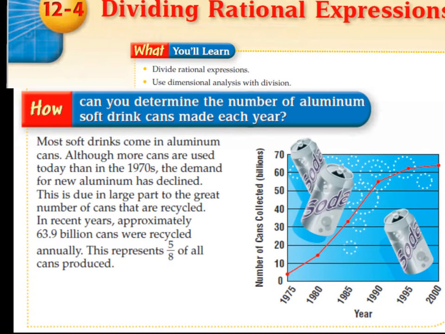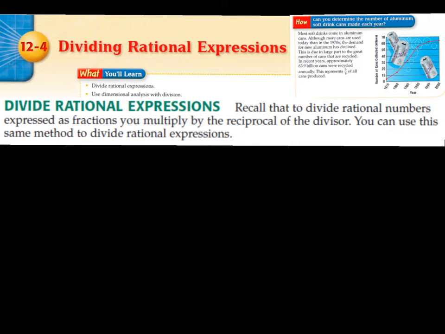Most soft drinks come in aluminum cans. Although more cans are used today than in the 1970s, the demand for new aluminum has declined. This is due in large part to the great number of cans that are recycled. In recent years, approximately 63.9 billion cans were recycled annually. This represents 5/8 of all cans produced.